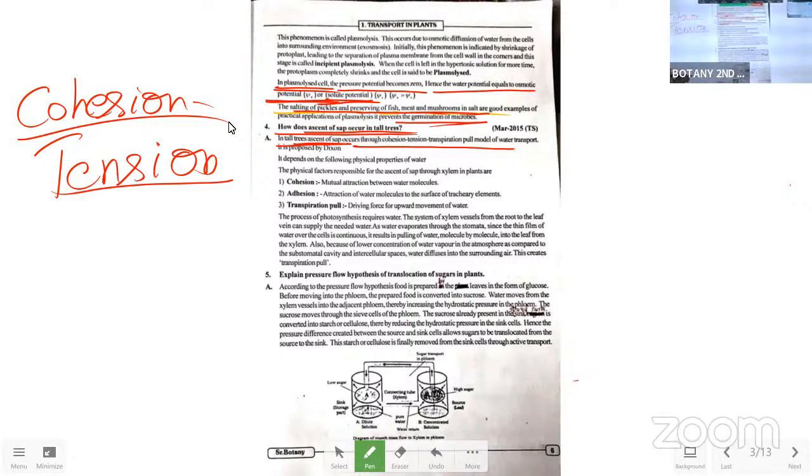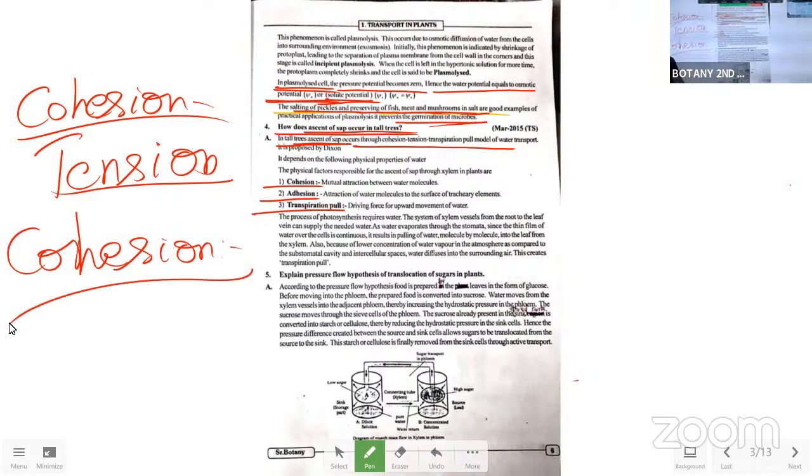Okay, cohesion tension theory. This cohesion tension theory has 3 factors in it: cohesion, adhesion, and the transpirational pull. The first one is cohesion. Cohesion means the mutual attraction of water molecules is called cohesion.